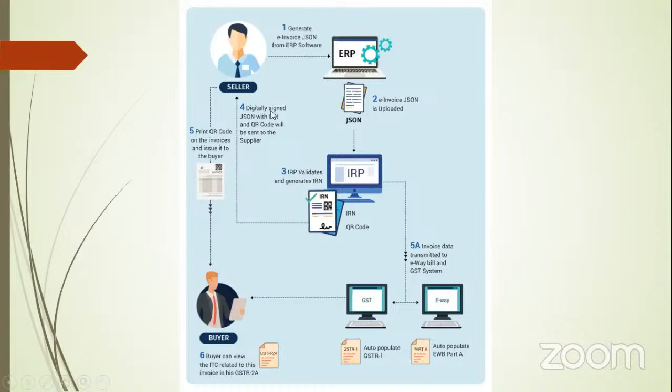It will send back the digitally signed JSON with IRN and QR code, that is the acknowledgement JSON, back to the seller. Once it is generated, it will also go to GSTR1, and if e-way bill is also generated, it will also go to the e-way bill portal. After it has auto-populated in GSTR1, it will go to the buyer's GSTR2A also. Once you file your GSTR1, it will get populated in GSTR2B.